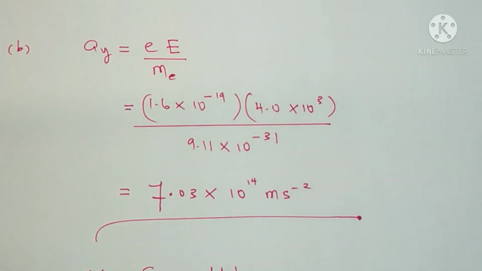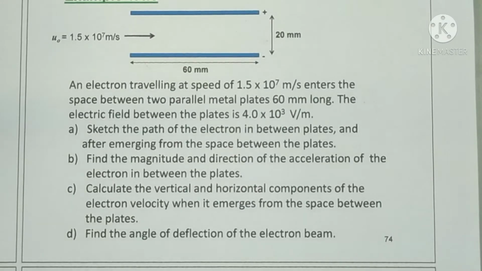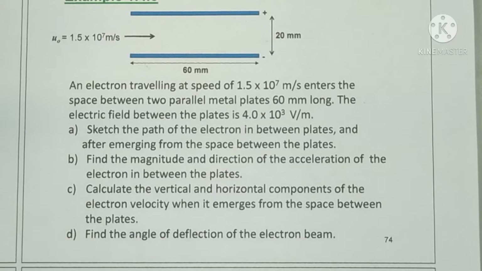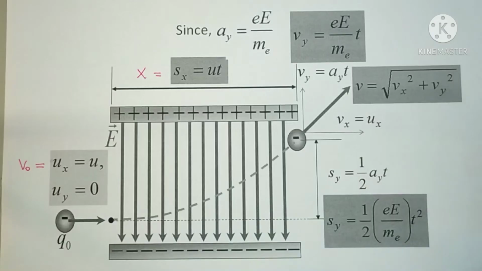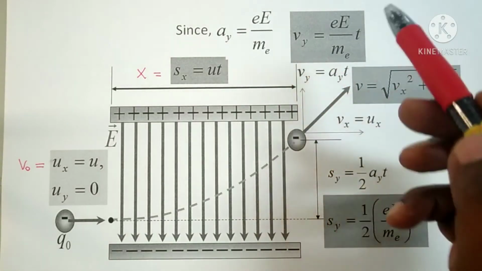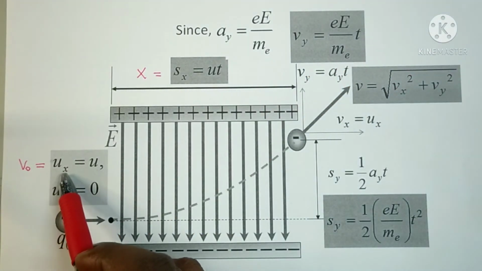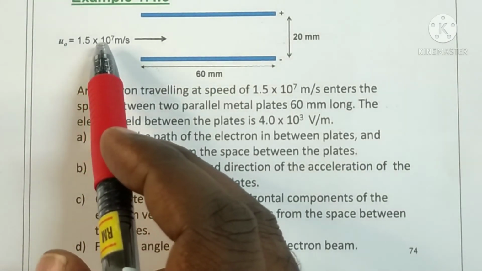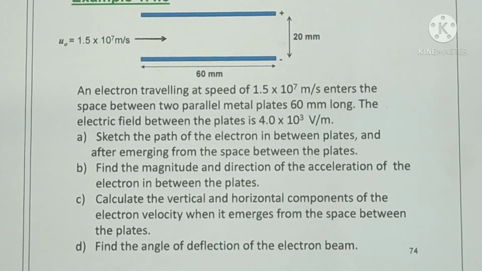per second square. For section C, calculate the vertical and horizontal components of the electron velocity when it emerges from the space between the plates. Again, from this figure you can find the vertical component, which is Vy, and the horizontal component remains the same, Ux, which equals 1.5 times 10 to the power of 7 meter per second.